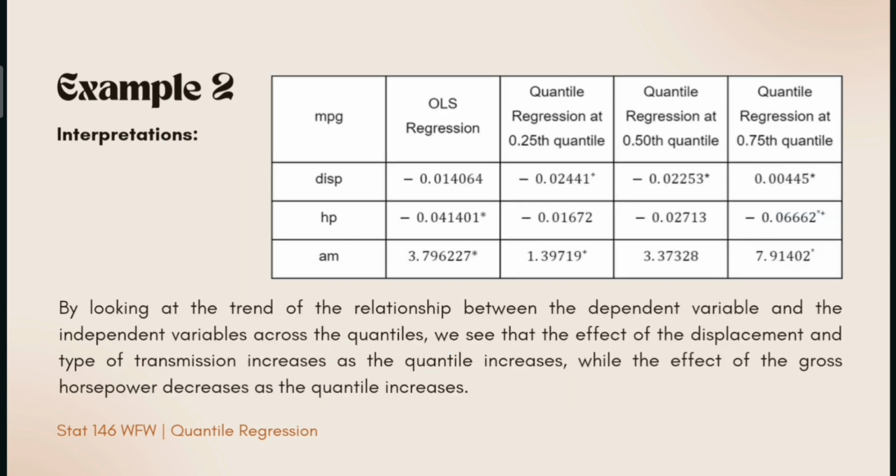Again, looking at the table, makikita natin na tumataas yung quantile regression coefficients ng displacement and transmission type variables as the quantile increases, while bumababa naman yung quantile regression coefficients ng gross horsepower as the quantile increases. Thus, for our interpretation, by looking at the trend of the relationship between the dependent variable and the independent variables across the quantiles, we see that the effect of the displacement and type of transmission increases as the quantile increases, while the effect of the gross horsepower decreases as the quantile increases.